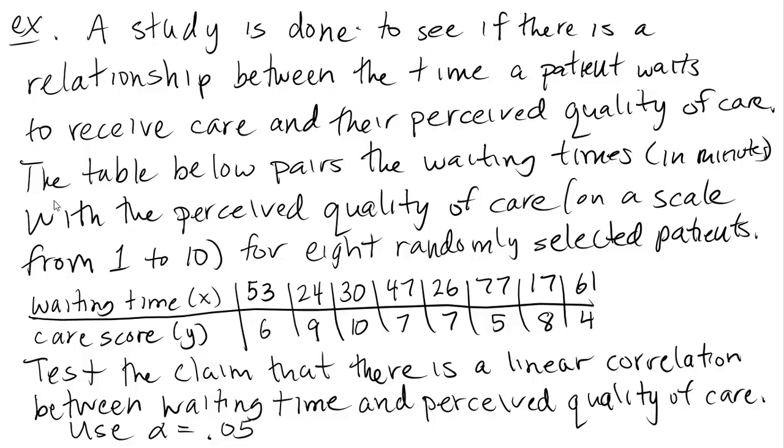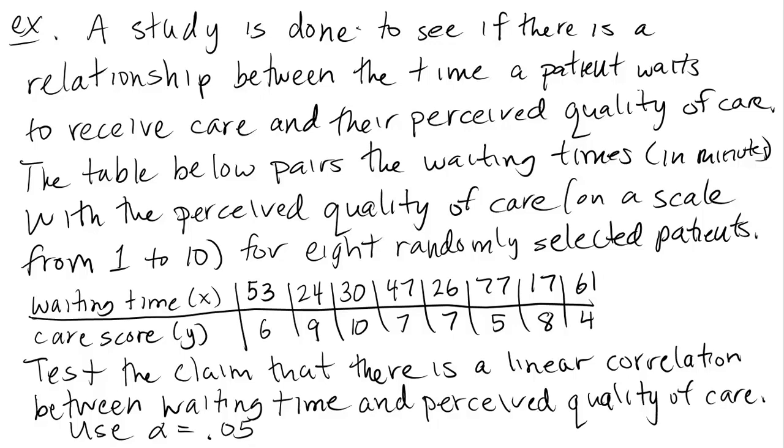A study is done to see if there is a relationship between the time a patient waits to receive care and their perceived quality of care. The table below pairs the waiting times in minutes with the perceived quality of care on a scale from 1 to 10 for 8 randomly selected patients. So you can see on the top we have the list of data for how long each patient waited, and below the score that they gave from 1 to 10.